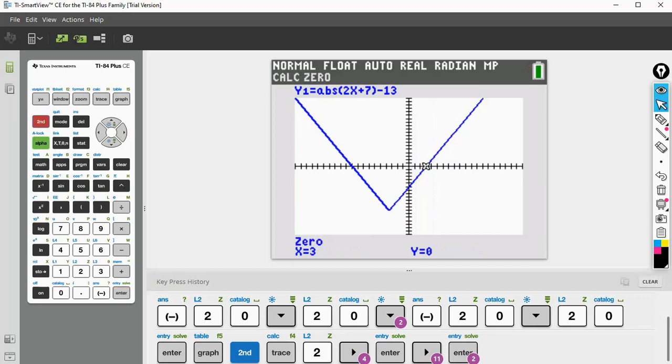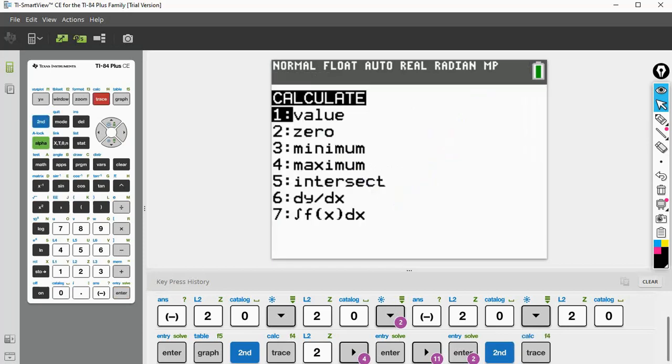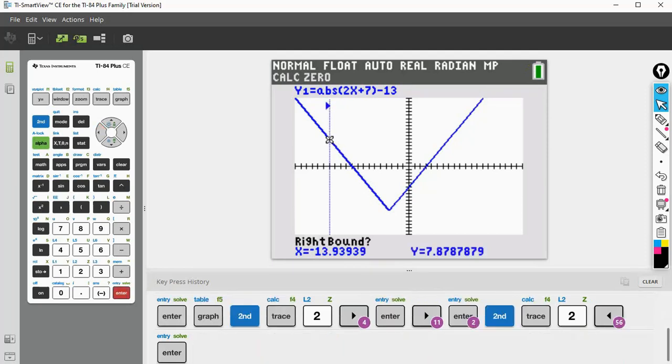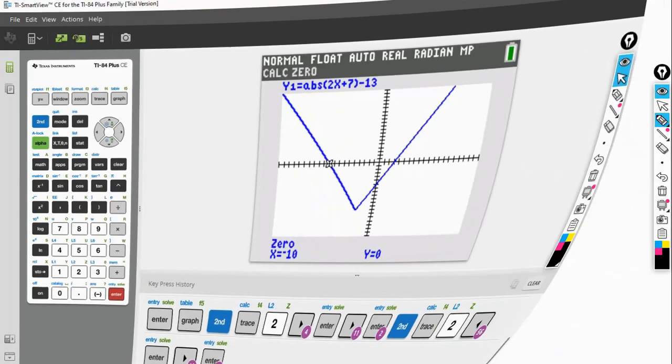Let's do this again. So second key, and we want to find a 0. Now let's move to the graph. Let's do it above, right? Above, in this case, because it's the left bound. So hit enter. And then for the right bound, we would have to go below the curve. There's a right bound. Hit enter again, and there it is, negative 10.